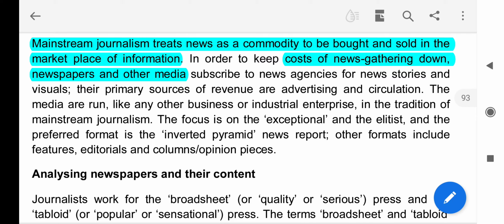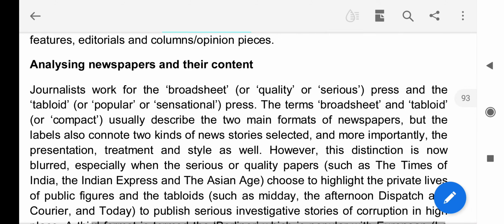Now the media are run like any other business or industrial enterprise in the tradition of mainstream journalism. The focus is the exceptional and the elitist, and the preferred format is the inverted pyramid of news report. The formats include features, editorials, columns, and opinion pieces. I have discussed this inverted pyramid in our live classes again and again. I will discuss it further.